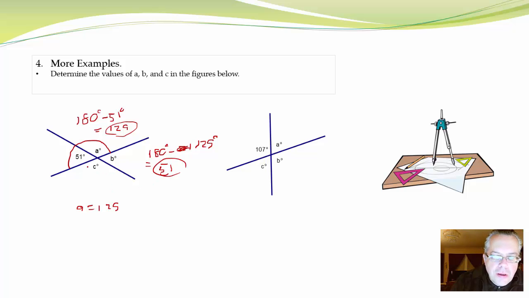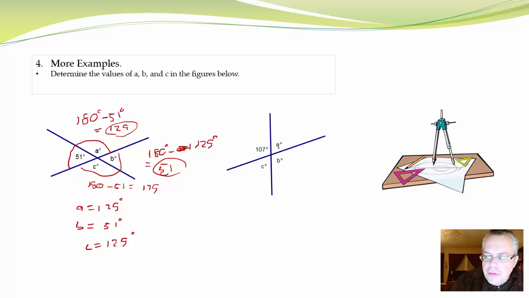And then these two down here form an angle. Let me record my answer here. So these two right here form a straight line. B and C have to add to 180 also. So 180 minus B, which was 51, equals 129. So C equals 129. Okay, so as we go around, we just keep subtracting from 180.